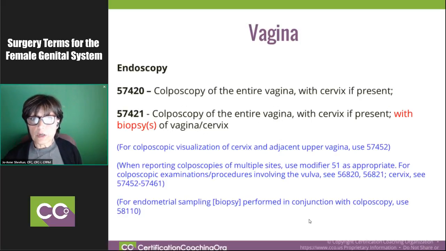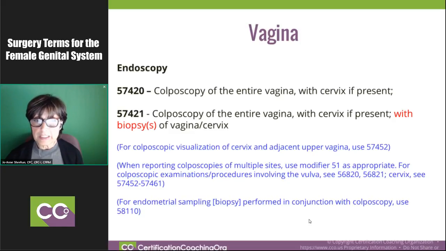When we talk about the colposcopy, which is an endoscopy, the first code is 57420, and this is of the entire vagina with the cervix, if present. And then 57421 is the colposcopy of the entire vagina with cervix if present, but it includes biopsy or biopsies of the vagina and cervix and/or cervix. So it's telling you in the guidelines, if you look these codes up for colposcopic visualization of the cervix and adjacent upper vagina, they would tell you to use 57452.